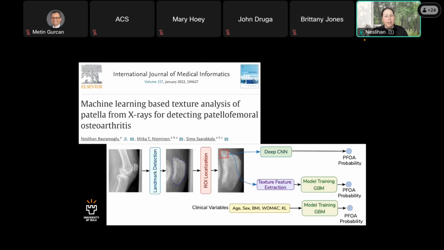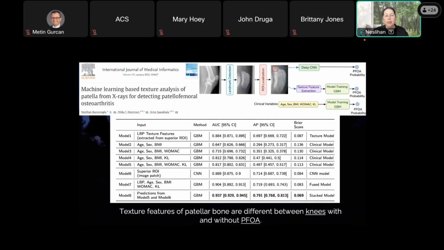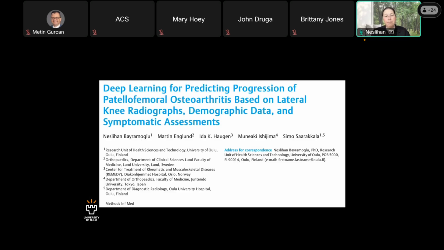Later, we examined the bone texture to detect patellofemoral osteoarthritis using machine learning, and we conducted extensive experiments to show how texture features affect diagnostic accuracy. We showed that the texture features of patellar bone are different between knees with and without patellofemoral OA, and we obtained a very good classification performance with this model. And these results also indicate that the bone structure seems to change during this disease.